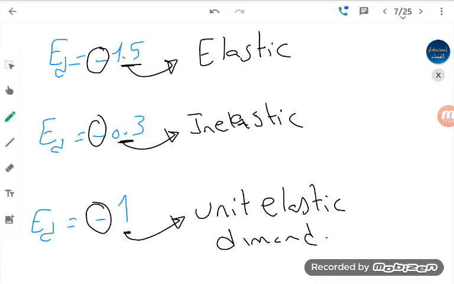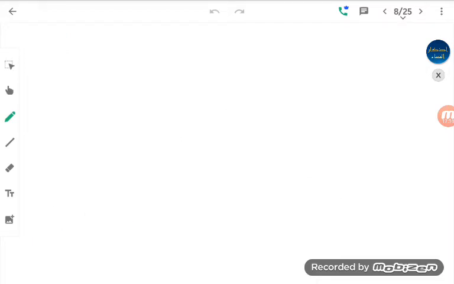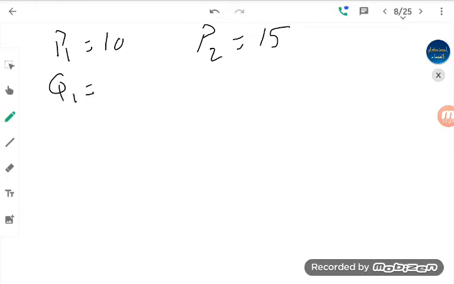Okay, here is an example. Calculate elasticity of demand if you know that P1 equals 10, P2 equals 15, and Q1 equals 100, Q2 equals 80.